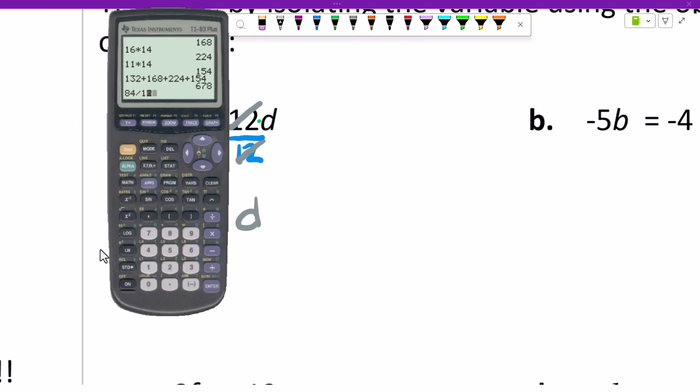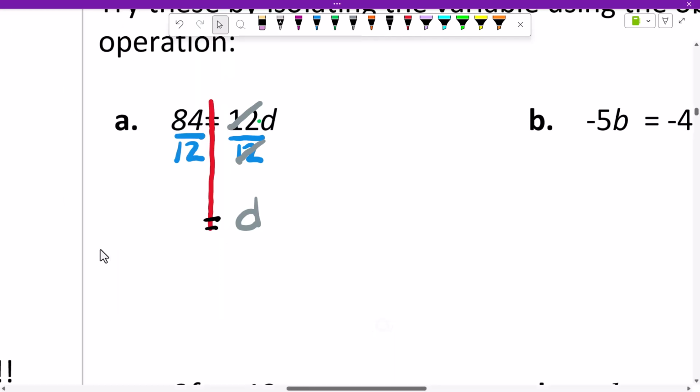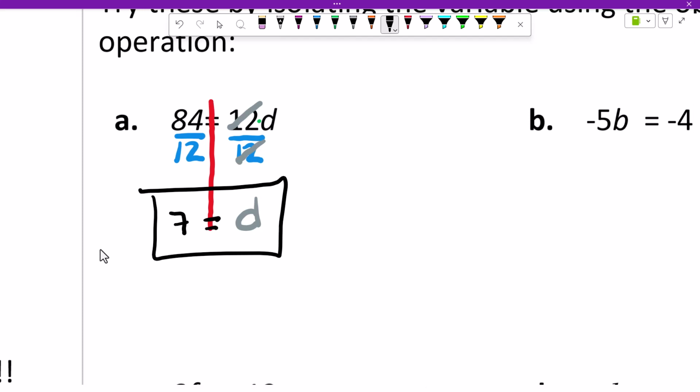84 divided by 12 is 7. Oh, that was close. So our answer is D is equal to 7.